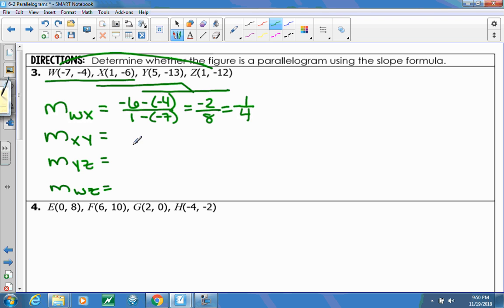What I'd like you to now do is to pause the video and find the slope of the remaining 3 sides. Once again, I'm going to be looking for your work to go along with this in order to be getting the full credit. So go ahead, pause the video, start it up when you're ready.